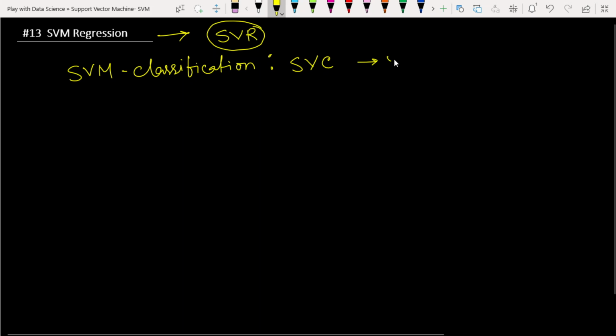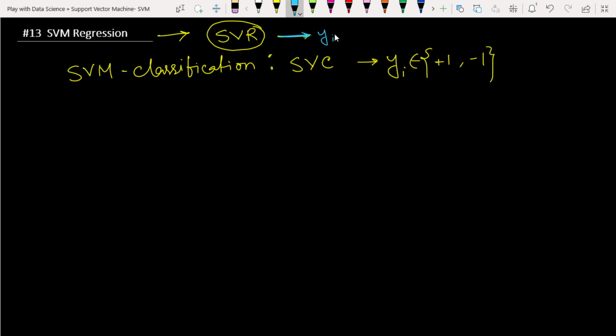So what will be our yi value here? We see that our yi lies between +1 and -1. If it is a positive class, then +1. If it is a negative class, then it is -1. But in support vector regressor, what will be the value of this yi? In support vector regressor, the yi lies in the real numbers.